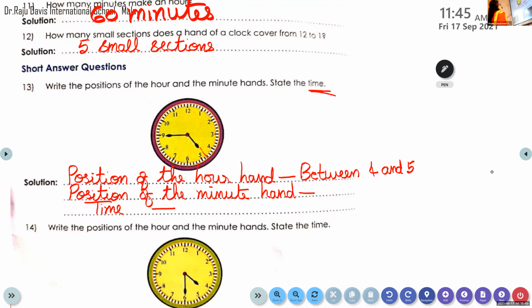Yes. The minute hand is at 9. Okay, good. The minute hand is at 9. Ma'am, I don't have the second time book. Okay, you just write the answers in your rough book. Afterwards, you can copy down. Position of the minute hand is 9 and position of the hour hand is between 4 and 5.